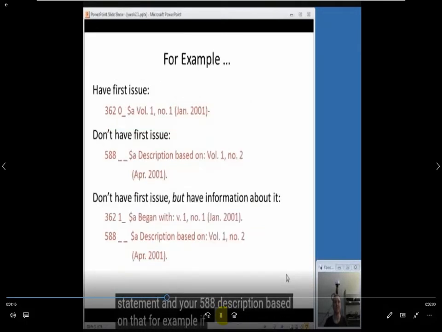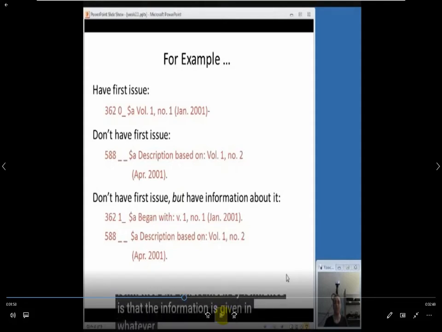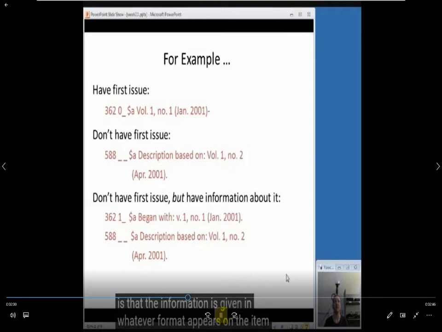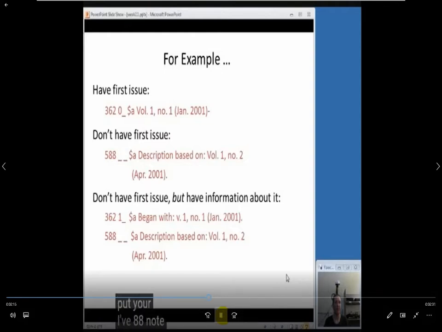For example, if you have the first issue, you'll have a 362 field. The first indicator is 0, that means it's formatted. And what I mean by formatted is that the information is given in whatever format it appears on the item, and then you have an open date range so that at some point you can come back and close this date range when the serial ends. If you don't have the first issue, you don't have a 362 field, you just put your 588 note in, and you say description based on, and then give the enumeration of whatever item you are working with.